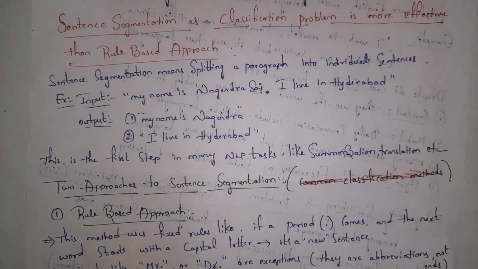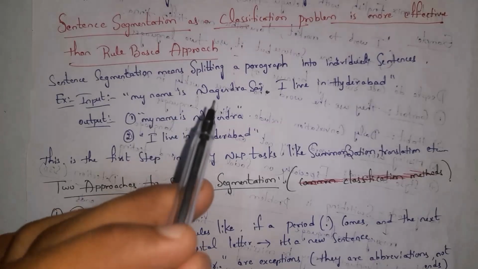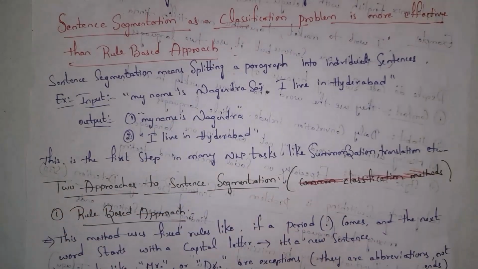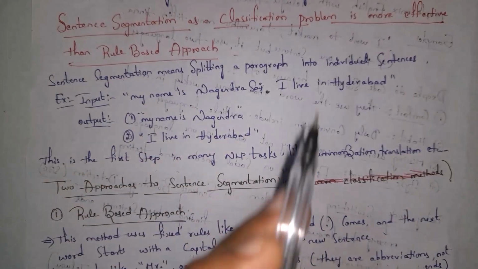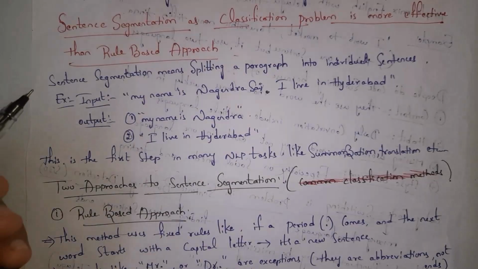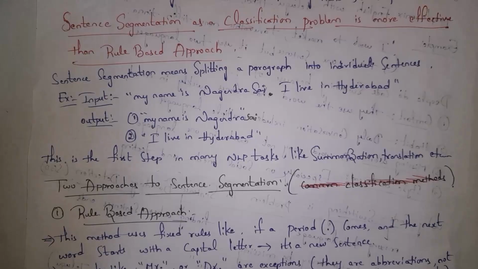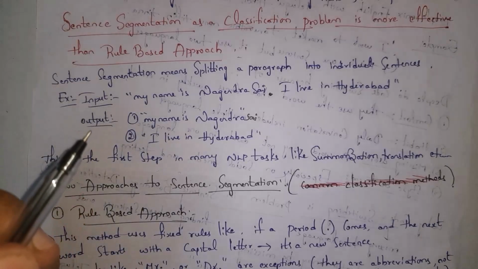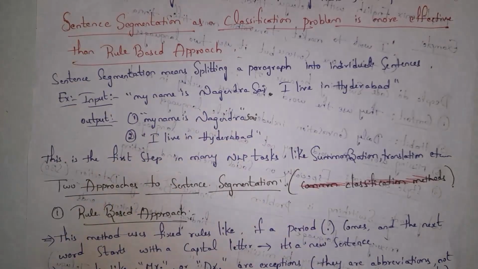For example, there is a paragraph like "My name is Nagendra Sai, I live in Hyderabad." Now I split this paragraph into two sentences. One is "My name is Nagendra Sai." After the full stop, there is the other sentence, "I live in Hyderabad." So whenever I give this input to the NLP model, it will give me this output. One sentence is "My name is Nagendra Sai." The next sentence is "I live in Hyderabad." This is my output. Sentence segmentation is the first step in most NLP tasks like summarization.